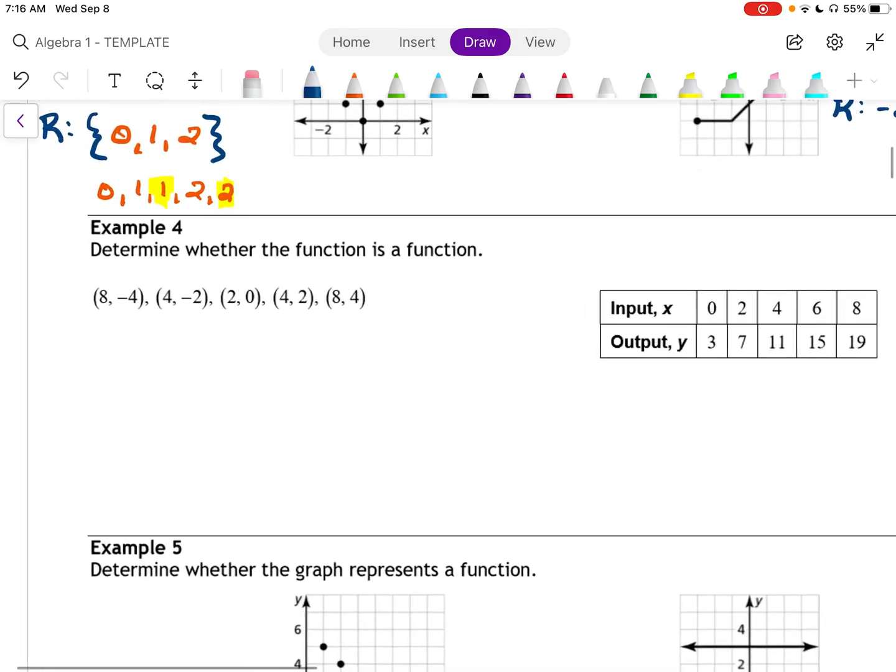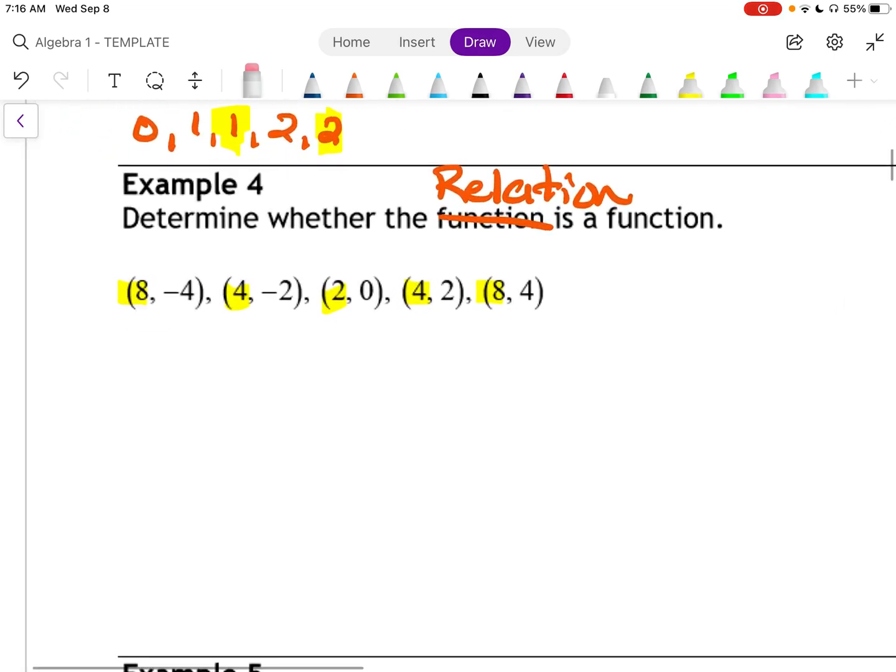Example 4, determine whether each relation is a function. Again, the fastest way to look for this is to see if any x's repeat. So I have 8, 4, 2, 4, 8. So there are some repeats. We've got 8 and 8, and then we have 4 and 4. It doesn't matter which one we look at. We just have to have one case that doesn't follow the rule. I'm going to look at the 8s. I have 8 going to -4, and then 8 going to 4. So this is not a function.